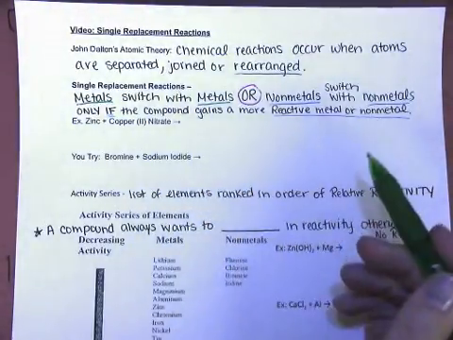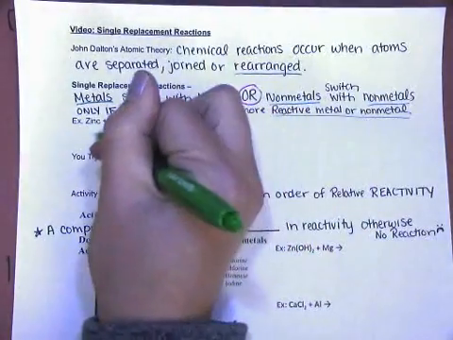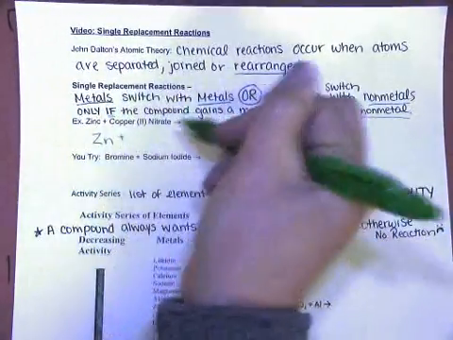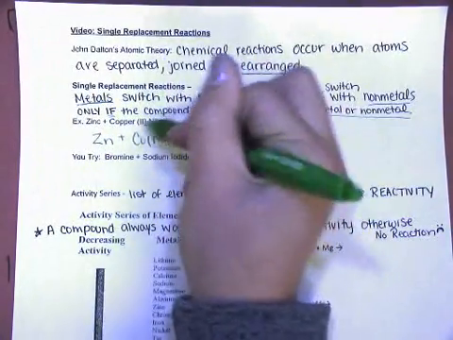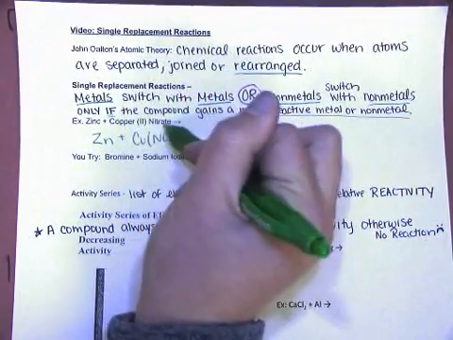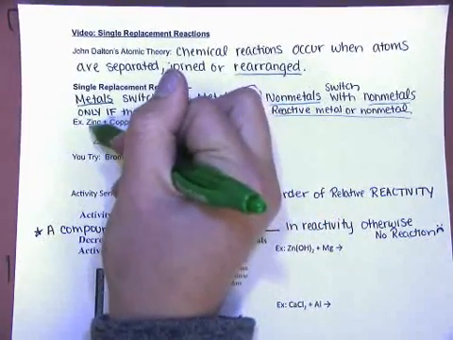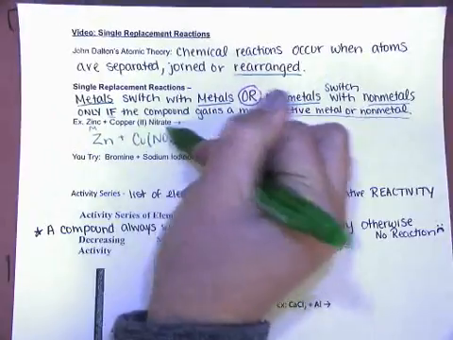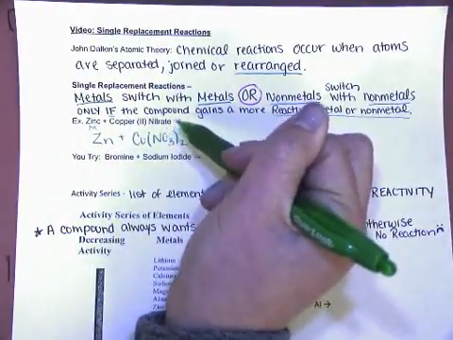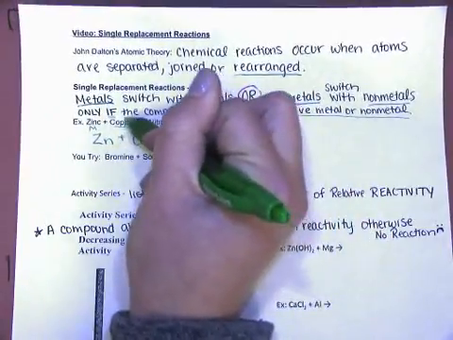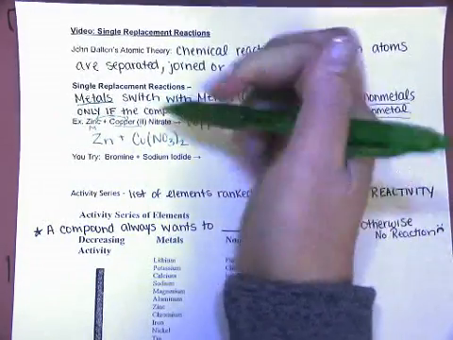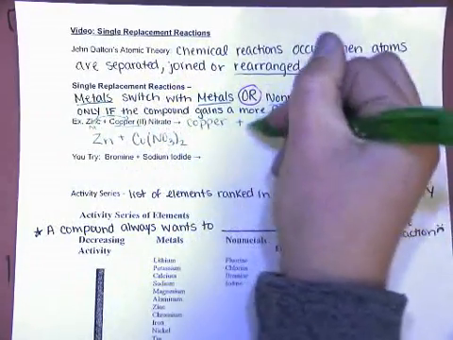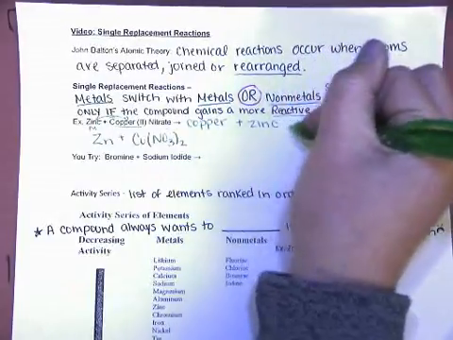So first, just looking at the format, I have zinc plus copper II nitrate. Okay. I have copper, nitrate, and zinc. Zinc is a metal, so it's going to switch with a metal in copper II nitrate. My metal in copper II nitrate is the copper. So the copper and the zinc are going to swap places. So that means copper is going to now be by itself, and the zinc is going to go where the copper was. So that's zinc nitrate.